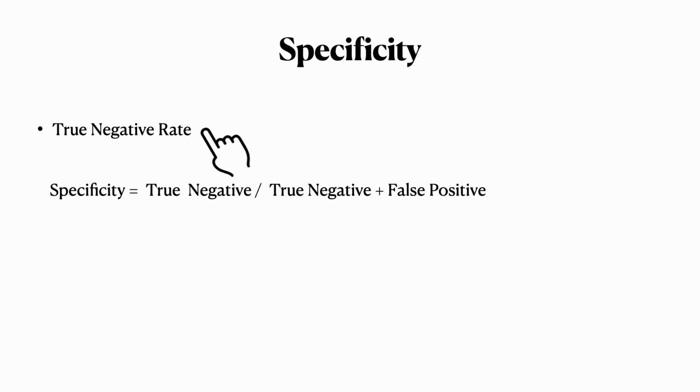Specificity or true negative rate is the opposite of sensitivity. So this is what the model predicted as negative with respect to all negative data points. This is true negatives divided by false positives plus true negatives.